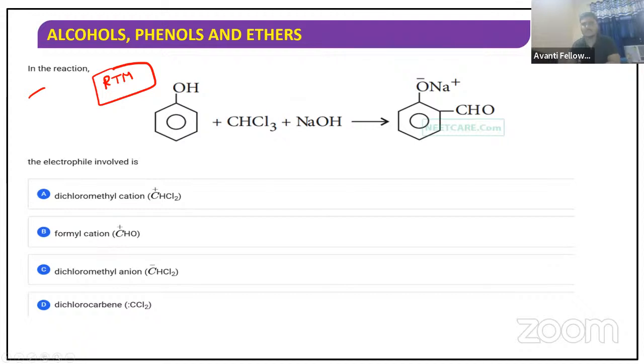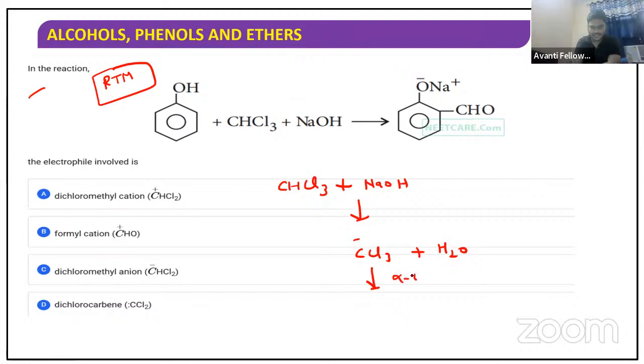कौन काम करेगा बेटा, जल्दी बताओ फटाफट, आइडिया लगाओ कम से कम। देखो, इलेक्ट्रोफाइल आपको बताना है, तो इन दिस क्वेश्चन वी हैव क्लोरोफॉर्म CHCl3, they react with NaOH, right? So this CHCl3 reacts with NaOH to form CCl3 minus plus H2O, and here alpha elimination will take place.